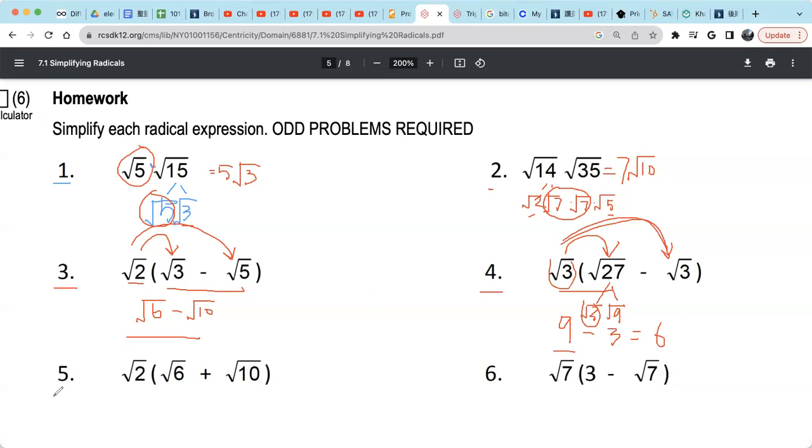Okay, let's see 5. Same idea, we have two terms. We distribute square root 2 to square root 10. And we see square root of 6 can be split into square root 2 times square root of 3. Same idea, square root of 10 can be split into square root of 2 times square root of 5.